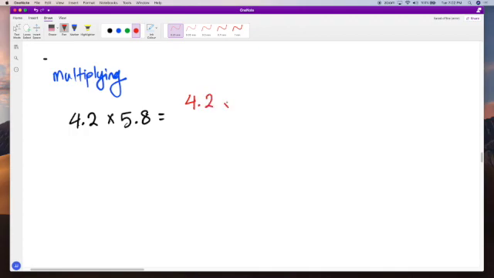4.2. Just multiply it normal and count the decimal place. Exactly. So 4.2 multiplied by 5.8, you just multiply it normal. 42 multiplied by 58. Right? How do we do long multiplication? So multiply 5 by the 2. All right, so first we're going to multiply the 42 by the 5 first.